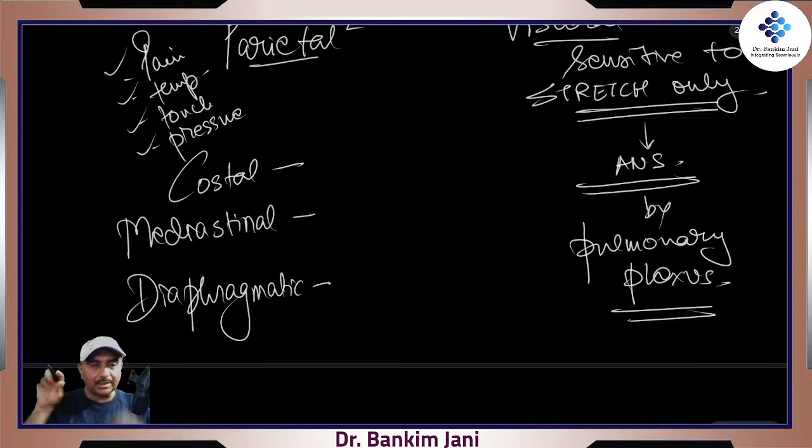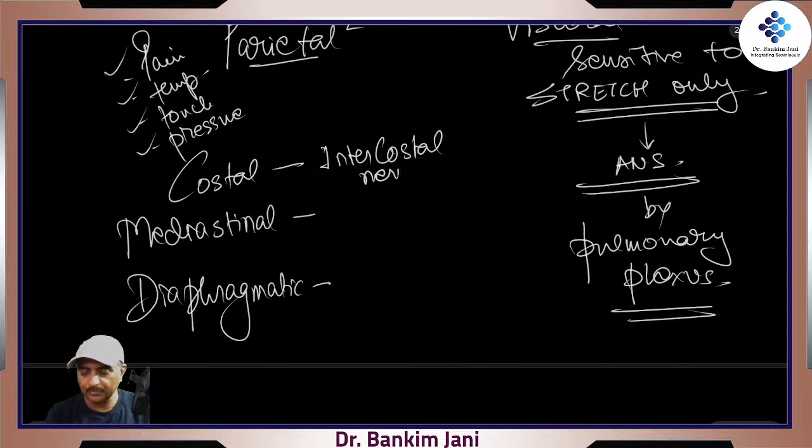So the costal pleura, who will be supplying it? Because it is carrying pain, temperature, touch, pressure, everything, it has to be by the intercostal nerves. Mediastinal pleura is supplied by the phrenic nerve.